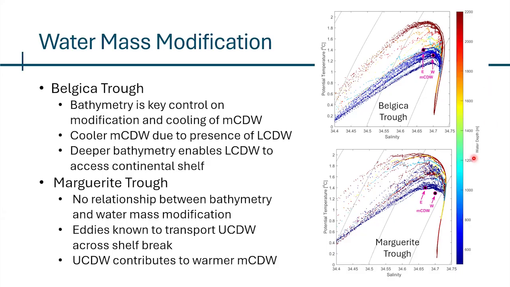shelf. In contrast, at Marguerite Trough, it's a bit warmer because we see these eddy-like features that transport upper circumpolar deep water across the shelf break and contribute to an end member that's warmer and lower in oxygen.